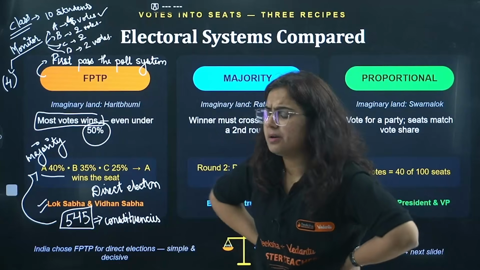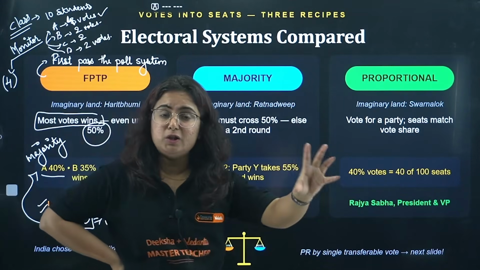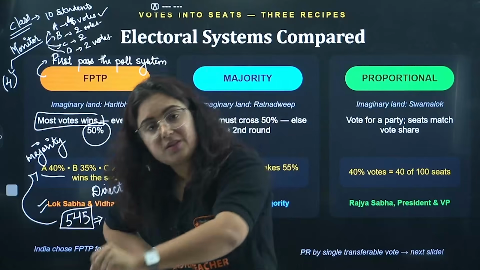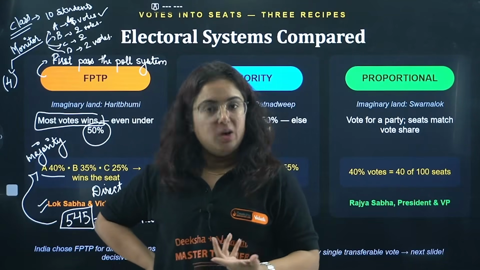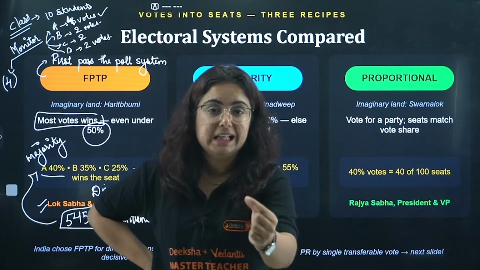And in this system, it does not mean that if a party gets 60% of the vote, it will get 60% of the seats. Not possible. Because here we are choosing the leaders. We are not choosing the political parties.